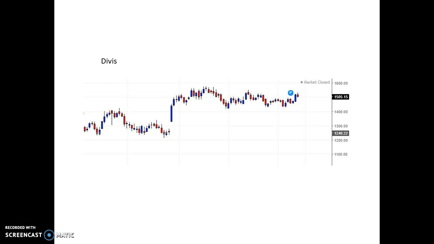Next, another perfect example is Divi's Labs, from the pharma sector. Around 1505 it is facing resistance, and previously also around 1500 it started in the reverse direction. From there it took support around the 1450 levels and moved to the 1500 levels. The price is almost moving in the range of 1400 to 1500.